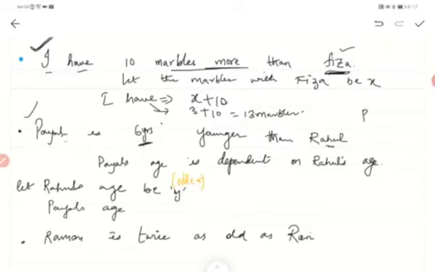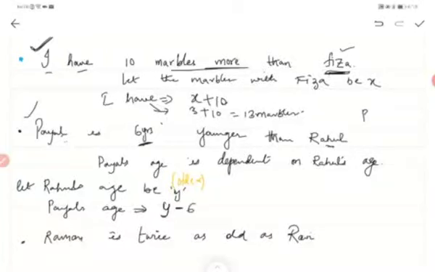Payal's age will be equal to what? Payal is 6 years younger, meaning she is younger, right? So if Rahul's age is 5, then 5 years younger, 6 years younger, so I need to subtract 6, isn't it?